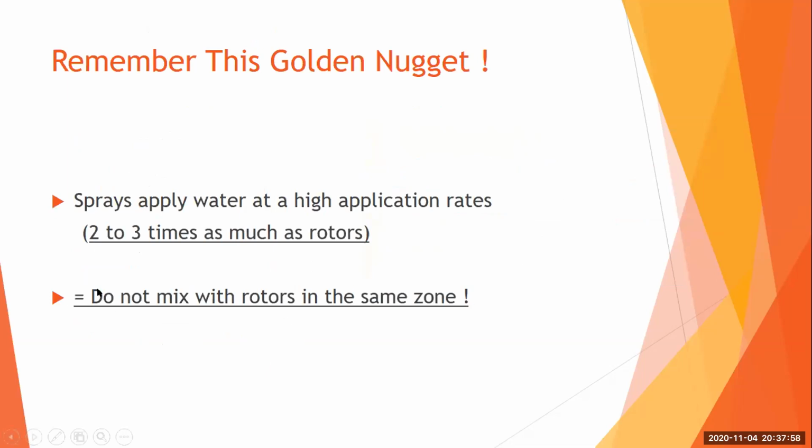And the rule is: don't mix sprinklers with rotors in the same zone. If you have a zone, try to use the same sprinklers or rotors, but don't mix them, because that area is specific for that type of water. When you start mixing, it's a mess, because at the end of the day, you don't know how much water you're applying. And the sprays apply 2 or 3 times as much water as rotors.